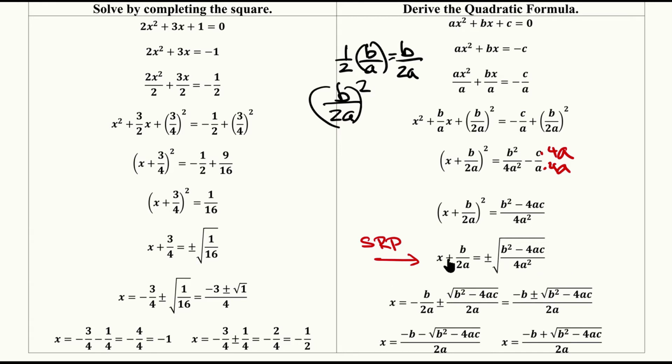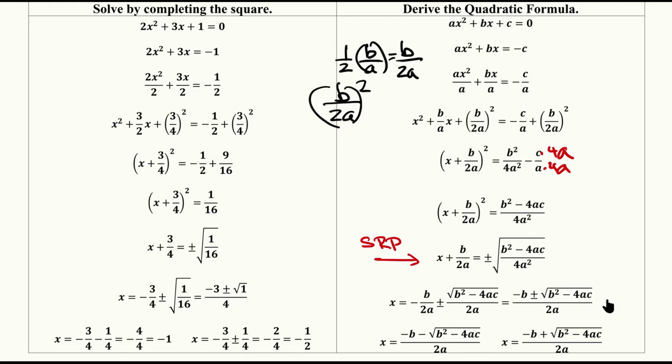And we can go ahead and move the b over 2a to the other side by subtracting b over 2a from both sides. So we end up with x equals negative b over 2a plus or minus square root of, we can break this up, square root of b squared minus 4ac over the square root of 4a squared, which of course we know is just 2a. So since these denominators are the same, we can go ahead and combine the numerators, and now we get the familiar quadratic formula, which we all remember from our previous experiences with algebra.